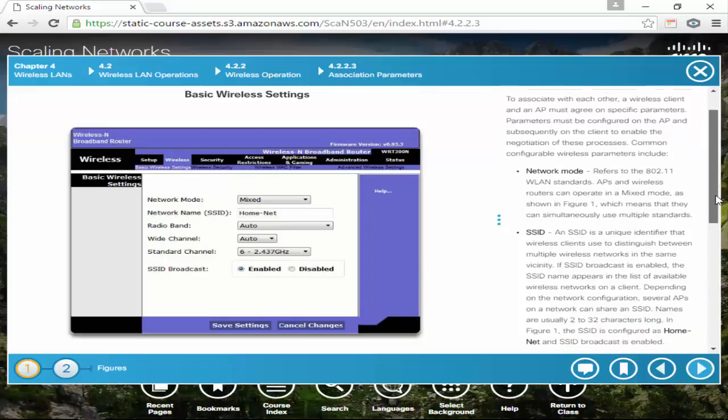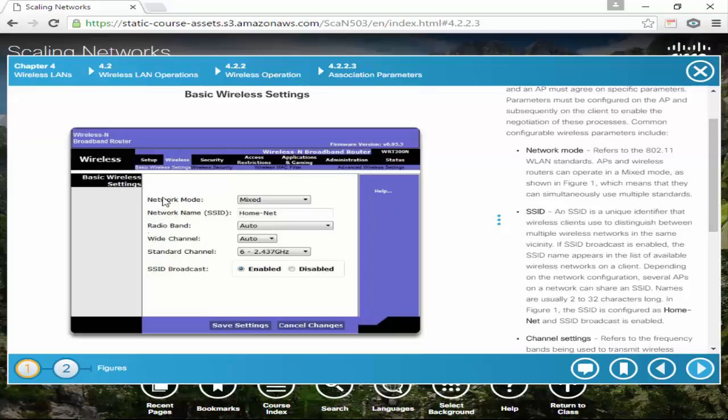Alright, so then we have our network mode. When we set these up, this is setting up our most basic service set, right? So we have our network mode, and it's saying mixed here. So another option would be to pick 2.4 gigahertz or 5 gigahertz. I guess if we're running AD, maybe we could pick the 60 gigahertz. So anyways, they're doing mixed.